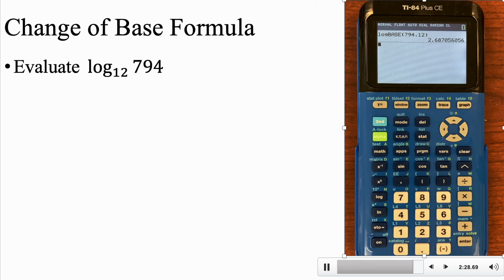All right, so if you have the newer 84s, then you can use the log base formula built into the calculator, and I would recommend that. If you have an 83 or an older 84 that doesn't do that, or you're using a scientific calculator that's not sufficiently advanced, then you are going to have to use log of the number divided by log of the base.